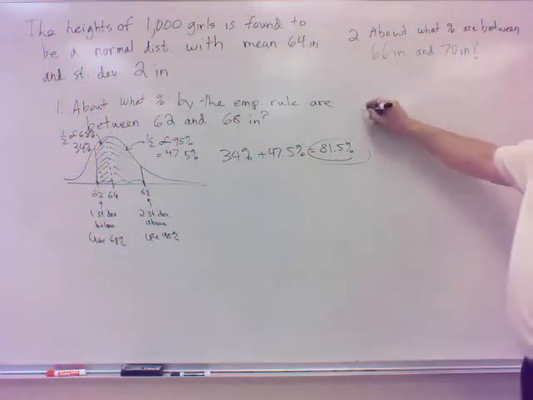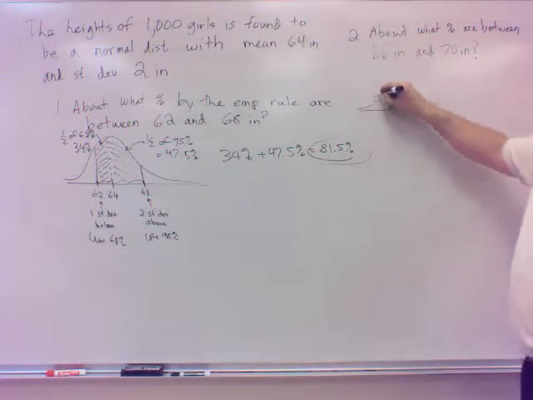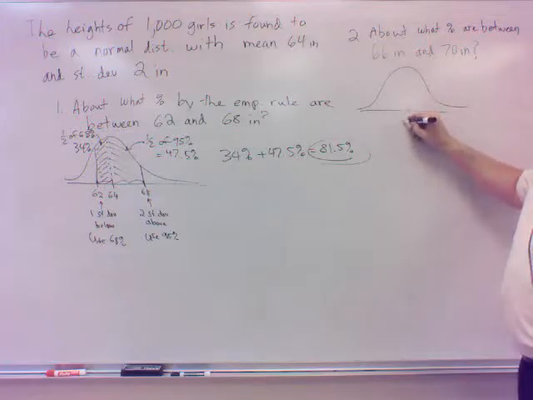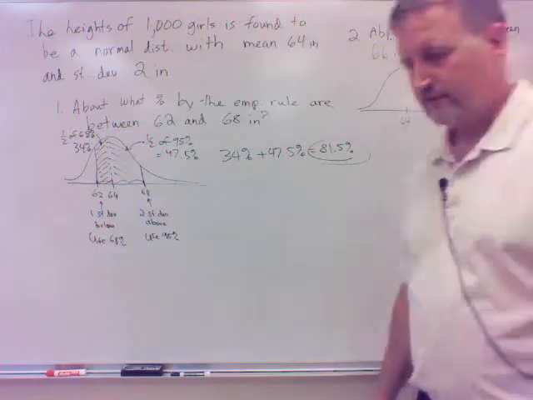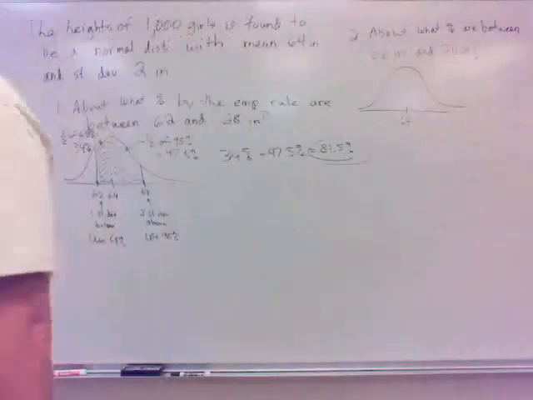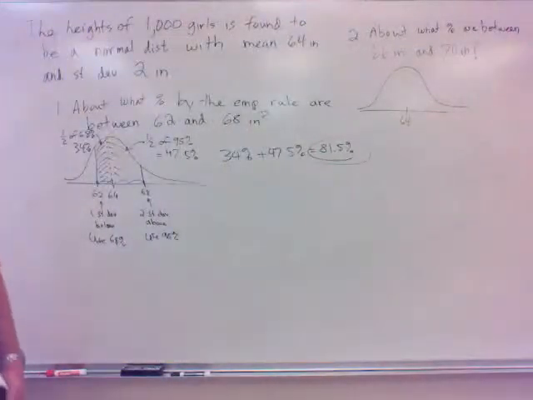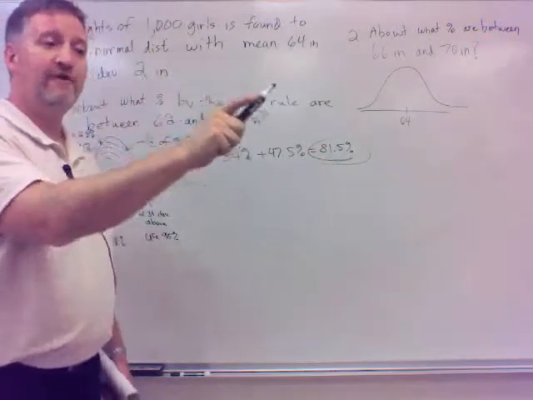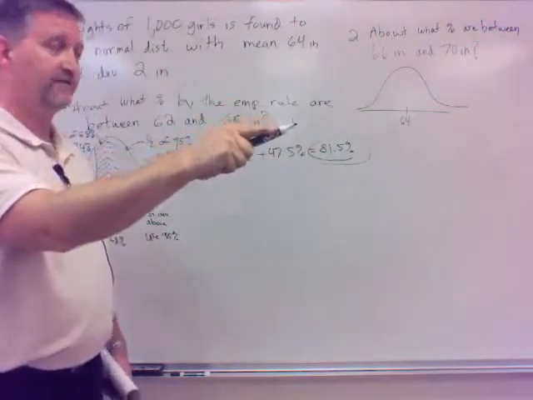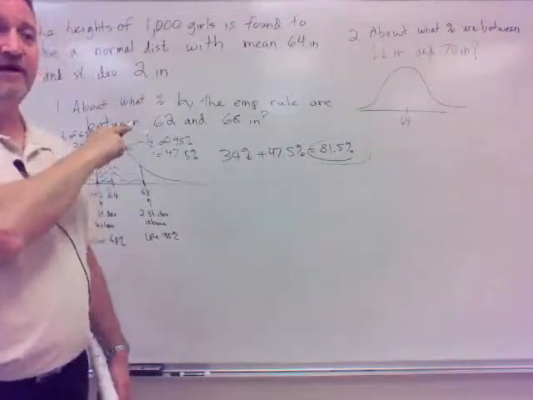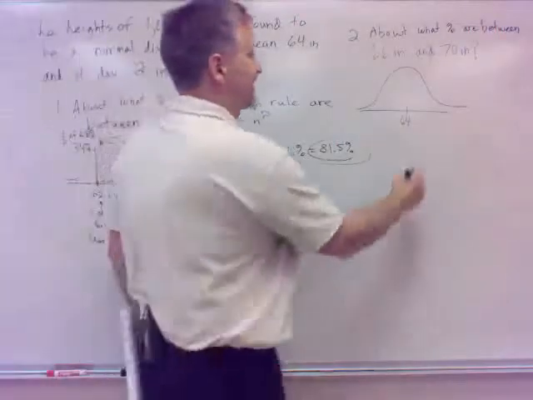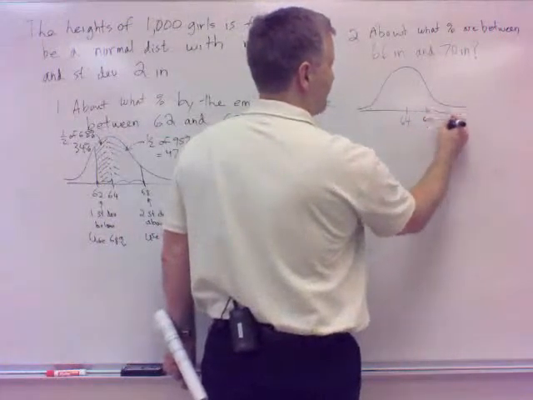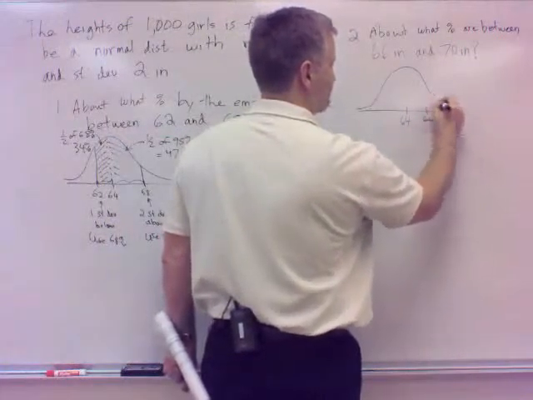Okay, what does the picture look like? You've got 64 in the middle. What's different about this one, though? Where is the 66 and where's the 70? Both of them are over on the right of 64. That's different than what we've encountered yet. I've got 66 over here, and I've got 70 also over here.